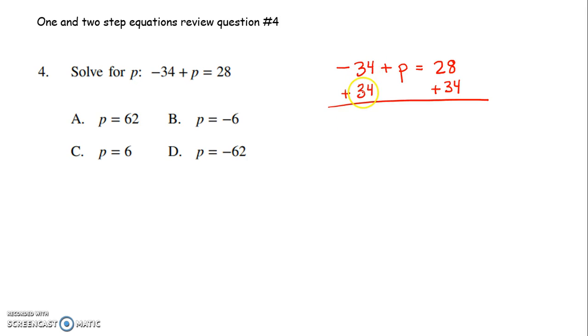What's negative 34 plus 34? Those zero out. What am I left with on this side? Oh, I'm just left with p, because I could write plus p, doesn't hurt. I could write plus 1p, or I could just write p equals.